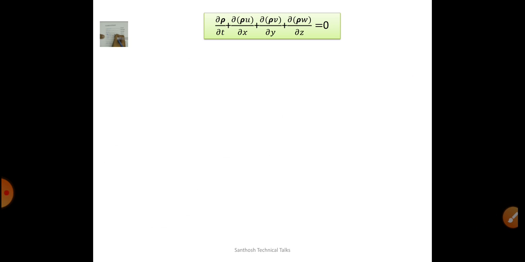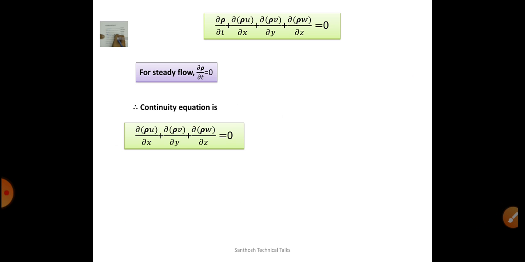From this equation, for steady flow, dou rho by dou t is equal to 0, then our continuity equation becomes, without this term, dou into rho u by dou x plus dou into rho v by dou y plus dou into rho w divided by dou z is equal to 0. If the flow is incompressible, then rho becomes constant.